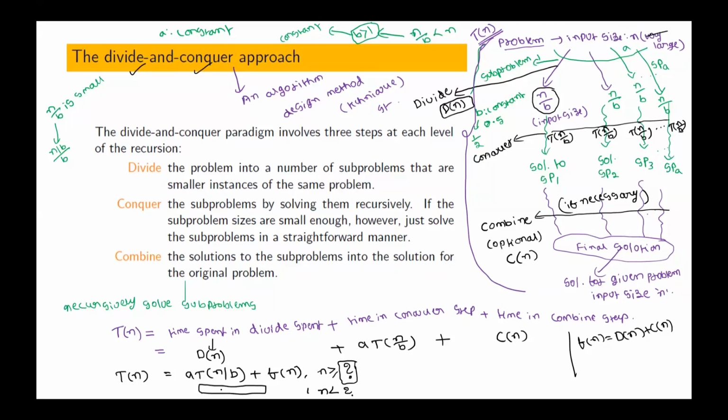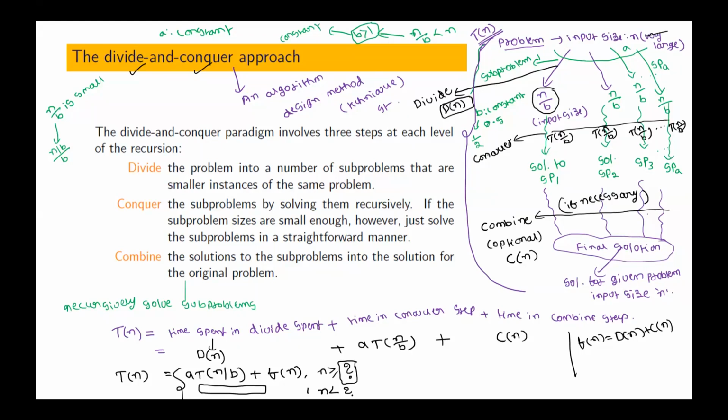If it is n square, if it is constant, if it is n, okay? So if the problem size is greater than or equal to some value, then we divide the problem into sub-problems, conquer the sub-problems and combine their solutions if necessary to get the solution for the original problem. If the problem size is small, directly we solve it without going for the divide and conquer method. Is that clear?